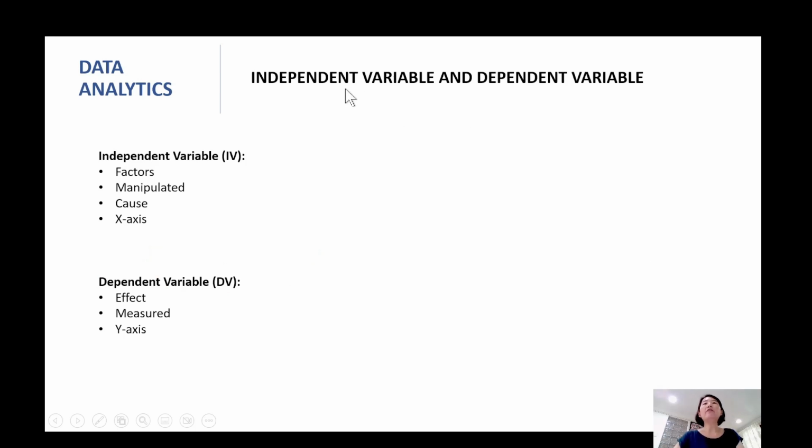How about independent variable and dependent variable? Independent variable, IV in short, actually refers to the factors that are manipulated in order to collect a set of data corresponding to it. We can also call it cause, and this will be plotted on the x-axis, whereas the dependent variable, DV, will be plotted on y. It is measured based on the manipulated variable, or we call it effect.